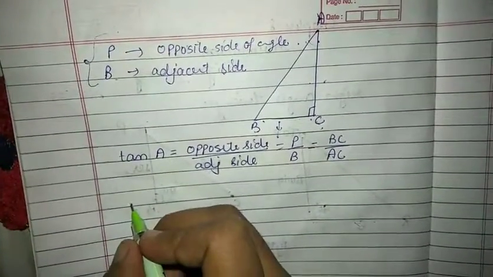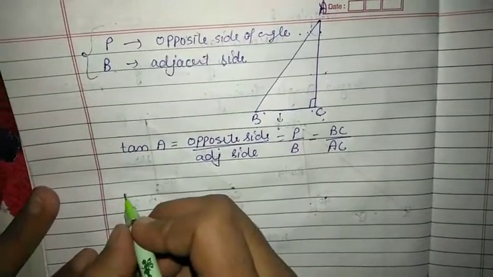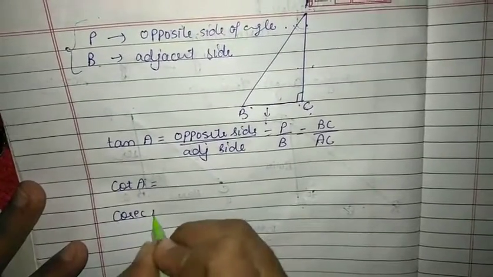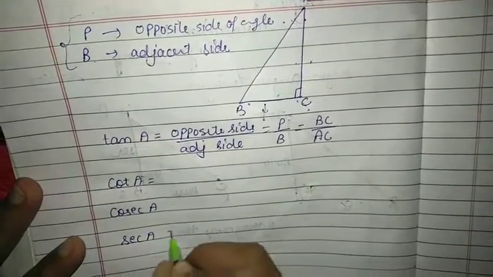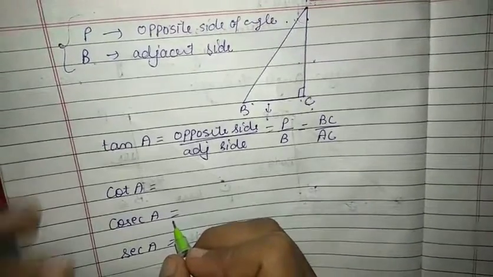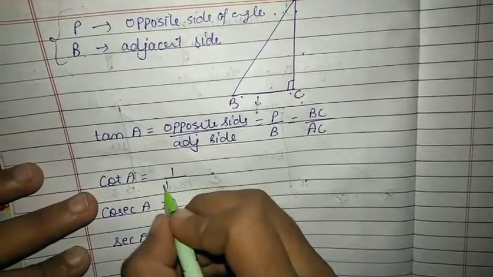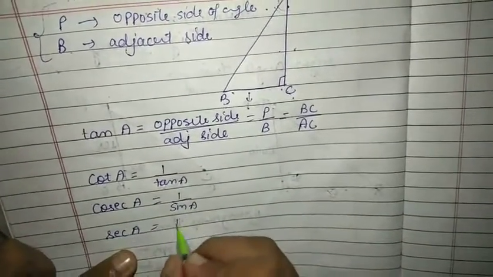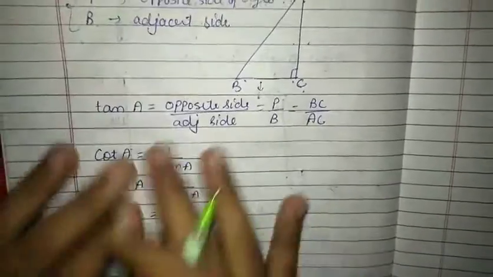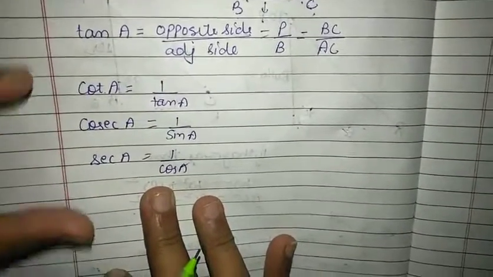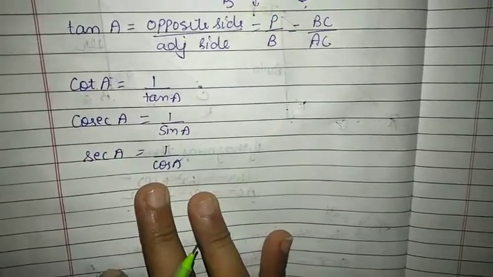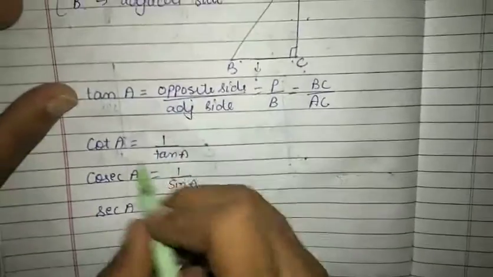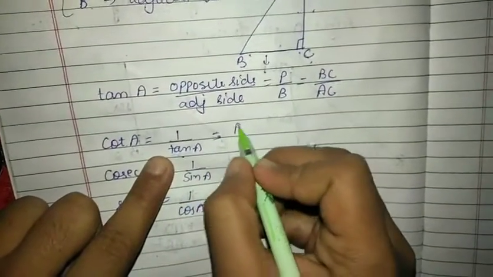And there are the remaining three trigonometric ratios, that are cot A, cosecant A and secant A. There are some formulas for these trigonometric ratios: cot A is equal to 1 by tangent A, cosecant A is equal to 1 by sine A, and secant A is equal to 1 by cos A. If you know these formulas, you can easily find these ratios using sine, cos or tan ratios. We have already found tan A, then cot A becomes AC by BC.